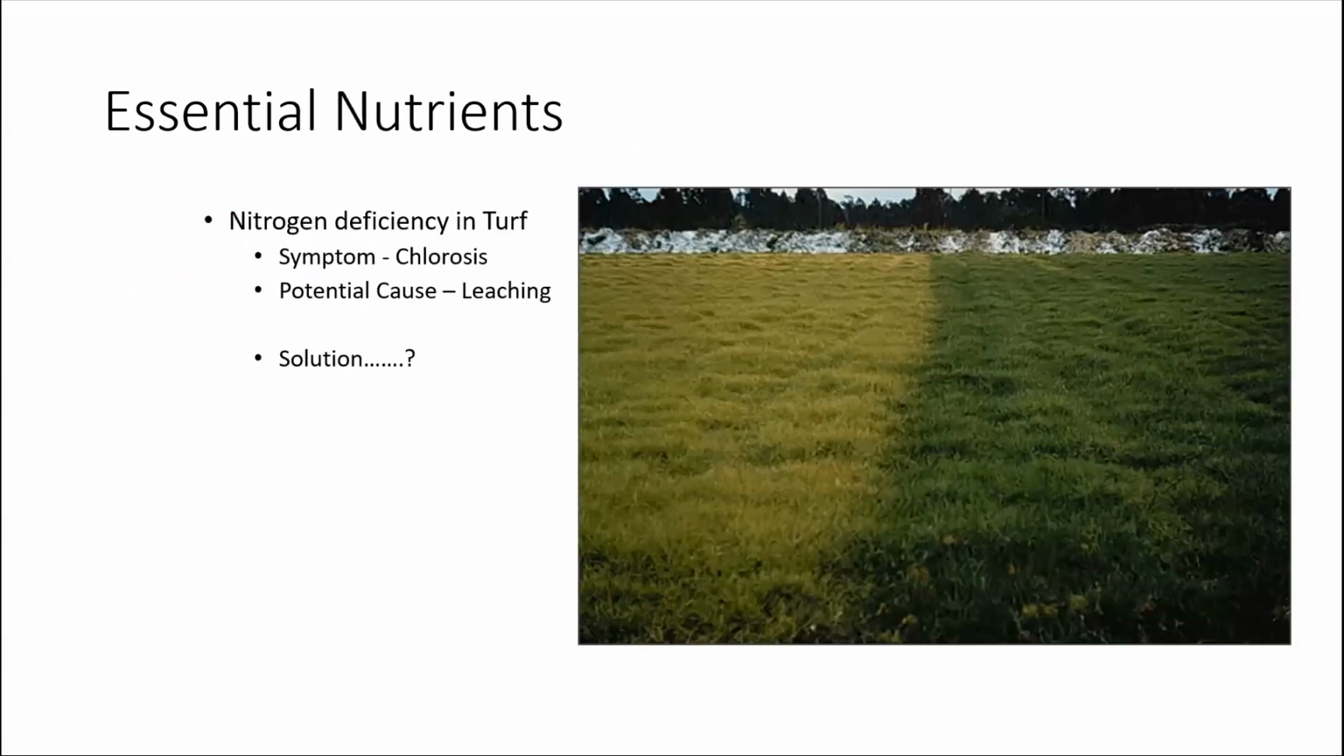So here is a really typical one: nitrogen deficiency in turf or lawn. The symptom is chlorosis. And let's just say that the potential cause is leaching. Okay, so if we look at this side by side, obviously the cultural conditions are exactly the same as far as we can tell. It looks like full sun, slight slope, dense coverage of lawn species, right?